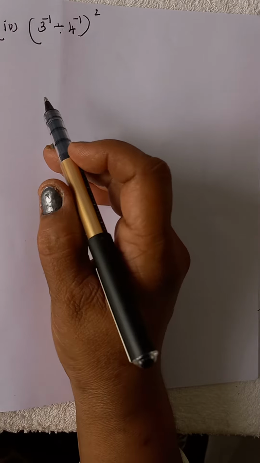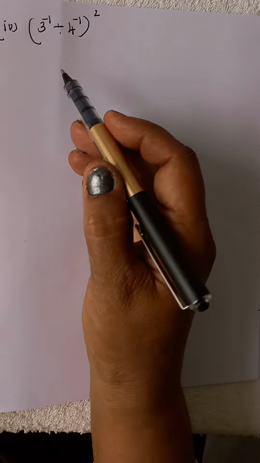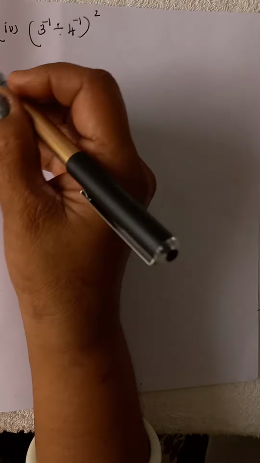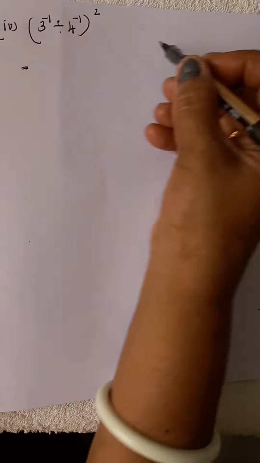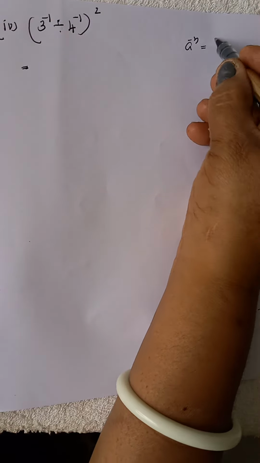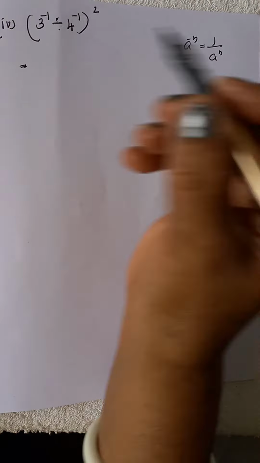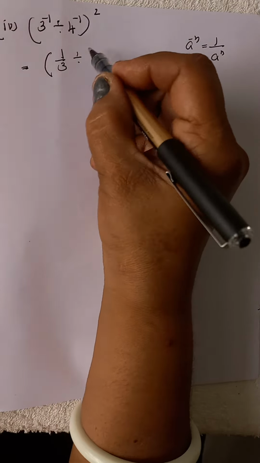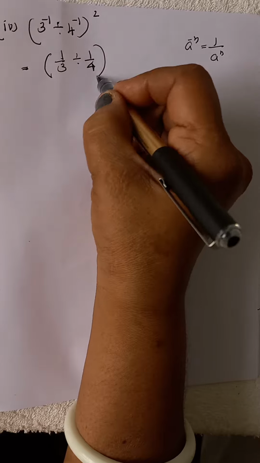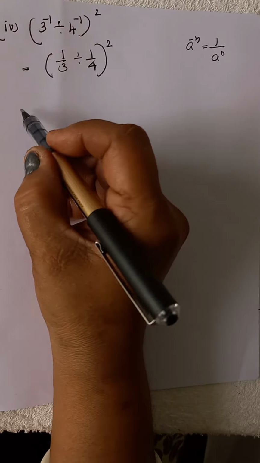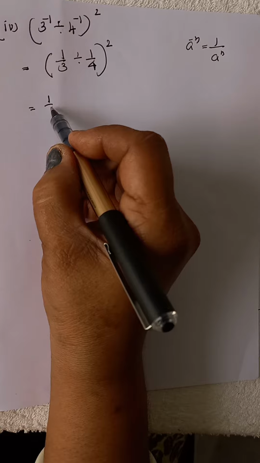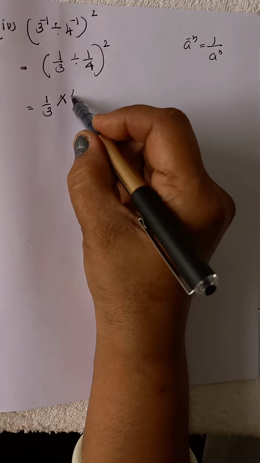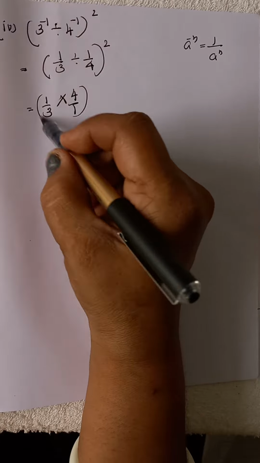Now the fourth question is 3 raised to minus 1 divided by 4 raised to minus 1, whole raised to 2. Now this can be written using a raised to minus n is equal to 1 by a raised to n. By using that, 1 by 3 divided by 1 by 4, whole raised to 2. This is equal to 1 by 3, and division is the inverse of multiplication, so into 4 by 1, whole raised to 2.